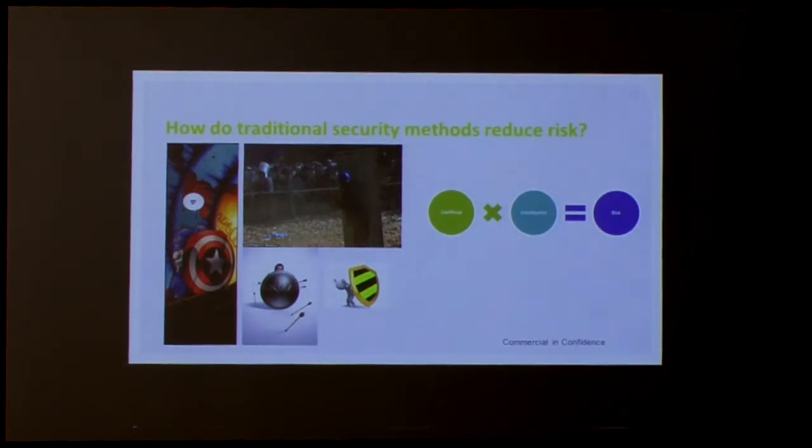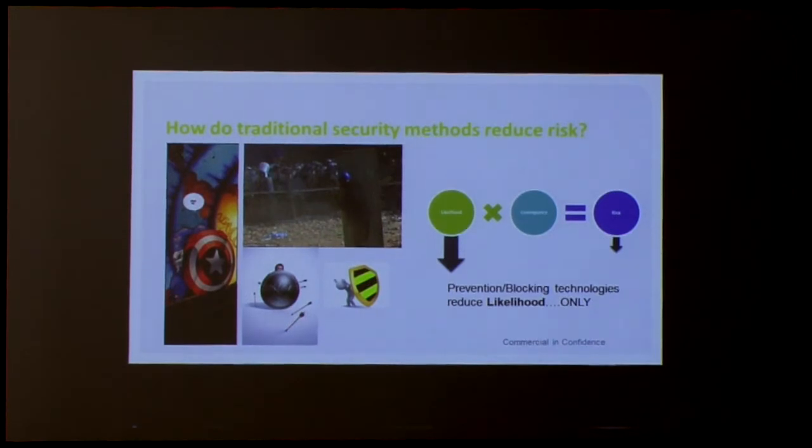So how does this approach reduce risk inside the business? Well, prevention and blocking technologies only reduce likelihood, right? That's it. That's all they do. They do not affect consequence one bit, right? Once a preventative technology is breached and they're inside the network, you're done. They're in there forever because your preventative technology didn't work. Okay?